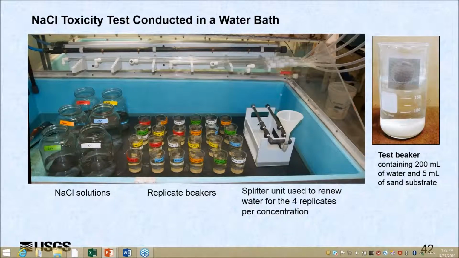So this is very simple. You can see all the material and stuff you need for the effluent study. Here is an example of the water bath holding the test chambers, with 4 replicates and 6 concentrations. For the daily water renewal, we use this kind of splitter unit to add additional water, and the splitter will divide the solution into the test chambers. This is a typical test chamber, about 300 ml, with a hole on the side covered with screen, and a very thin layer of sand on the bottom.